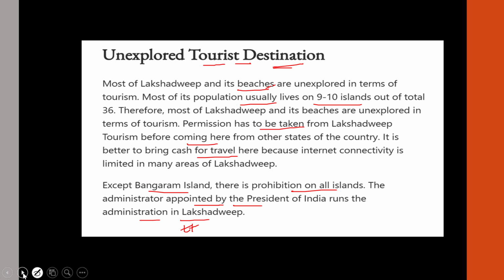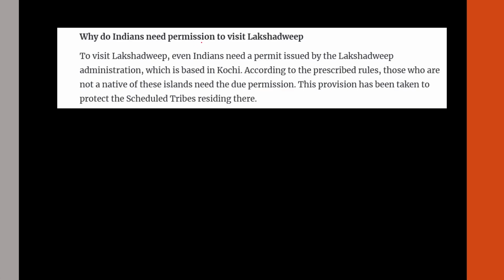Now let us see why Indians need permission to visit Lakshadweep. Basically, Schedule 5 and Schedule 6 of our Constitution give protection to the tribal people. That is why, in order to protect our tribal people, we have to respect their culture and their sentiments. You go to their tribal areas and try to do something which annoys them, which threatens them.